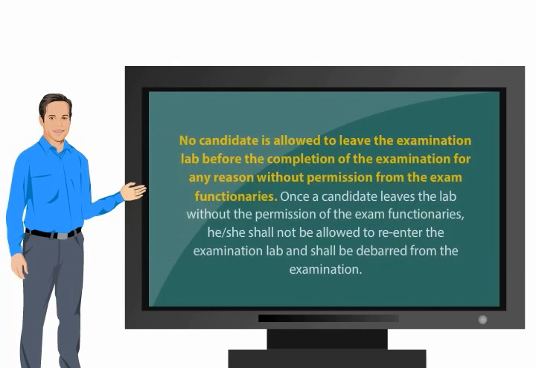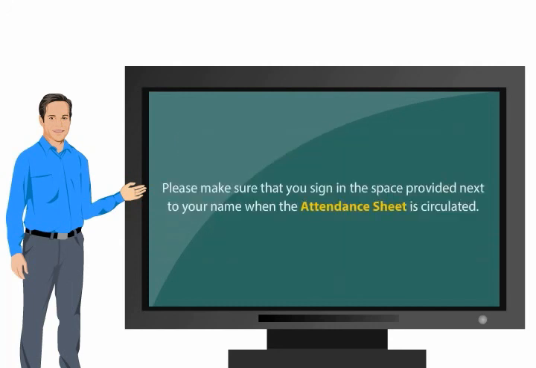No candidate is allowed to leave the examination lab before the completion of the examination for any reason without permission from the exam functionaries. Once a candidate leaves the lab without the permission of the exam functionaries, he or she shall not be allowed to re-enter the examination lab and shall be debarred from the examination. Please make sure that you sign in the space provided next to your name when the attendance sheet is circulated.